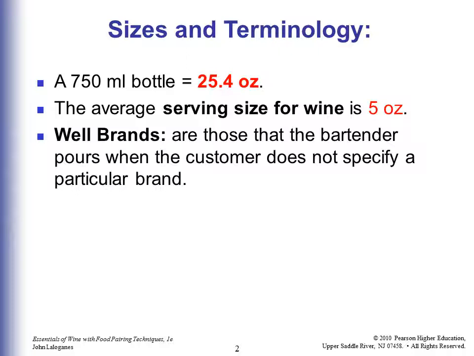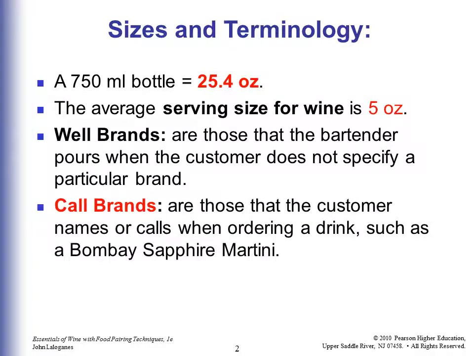There's well brands and there's call brands. The well brand is whatever you buy for the customer who doesn't say what they want. They just want a rum and coke, or a scotch and water. You give them your well brand. But if they say I'd like a Bombay Sapphire Martini, that's a call brand. Those are brands the customer names or calls when ordering a drink, such as Bombay Sapphire Martini, or sometimes they'll call that top shelf.